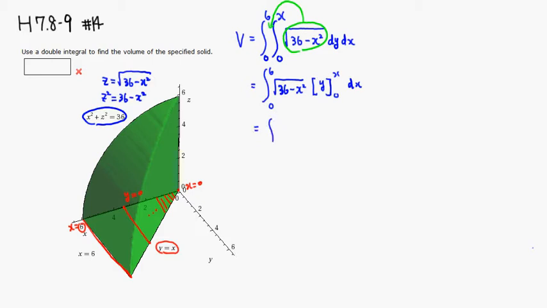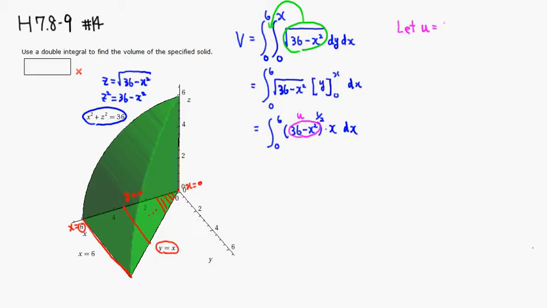So we're going to get the integral from 0 to 6. I don't like the square root, so I'm going to write it as the quantity 36 minus x squared raised to the 1/2 power, times x dx. Then I'm going to use a substitution. Let u be this inside part, 36 minus x squared.